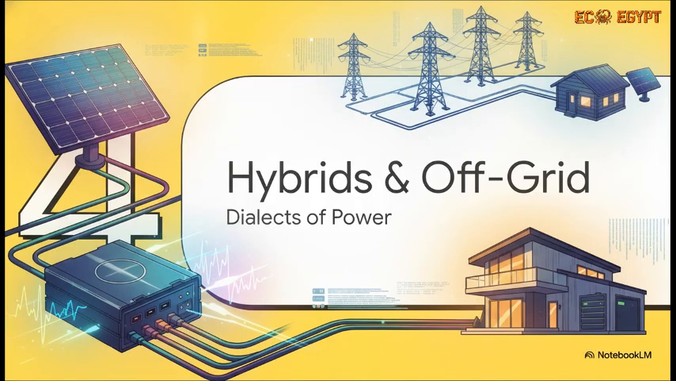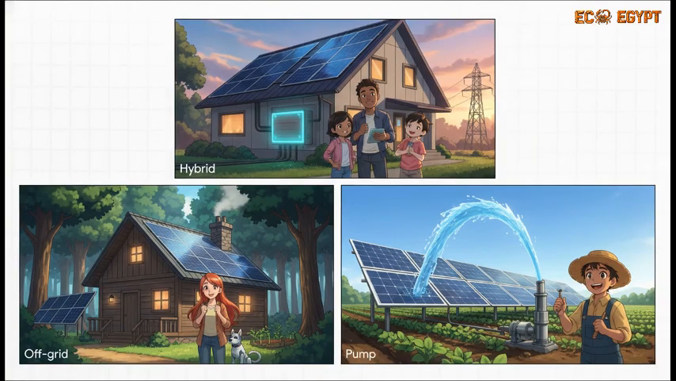Section 4. Hybrids, off-grid, and pumps, exploring the different dialects of power. Way beyond standard grid-tied setups, inverters have to speak different dialects depending on the specific job. A hybrid or power conversion system is bidirectional. It can charge battery storage and push power back to the grid simultaneously. Off-grid inverters, on the other hand, are high-maintenance, isolated islands of power where utility connection is totally optional.